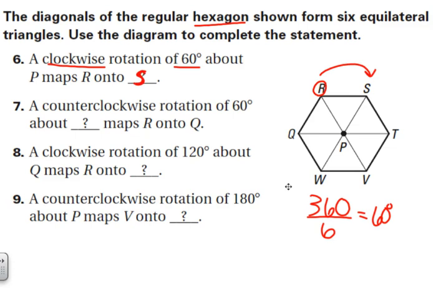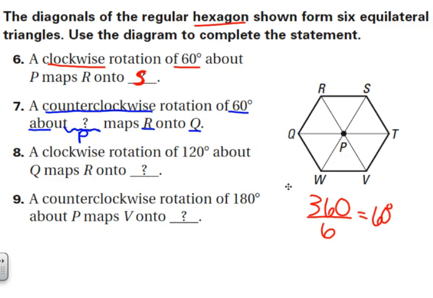Okay? I want to go on number 7, I want to go counterclockwise 60 degrees, so one turn. About what would say R goes to Q? Okay, so R going to Q, one turn counterclockwise. That would have to mean that the center was P, so about P. Okay, so it went along that outside of the hexagon.